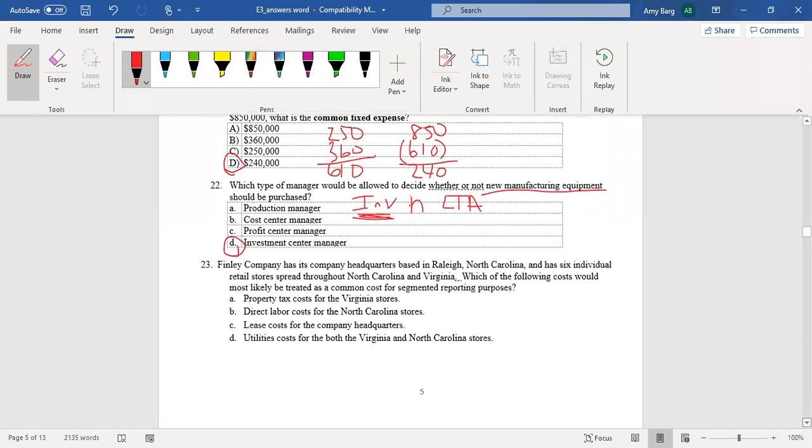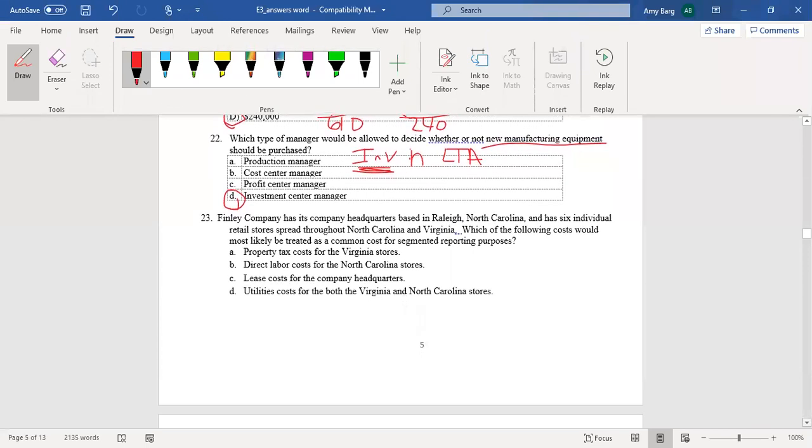And finally, Findlay Company has its company headquarters based in Raleigh, North Carolina, and has 6 individual retail stores spread throughout North Carolina and Virginia. Which of the following costs would most likely be treated as a common cost for segmented reporting purposes? So we just talked about these. So the property tax cost for the Virginia stores, well, that just benefits Virginia, right? Doesn't help North Carolina at all.